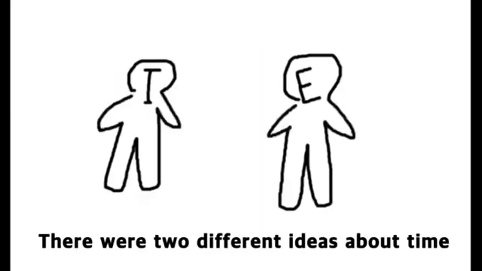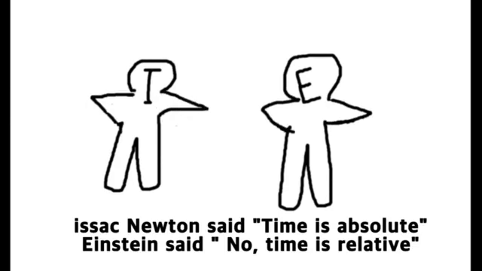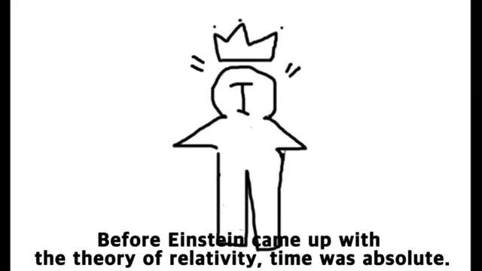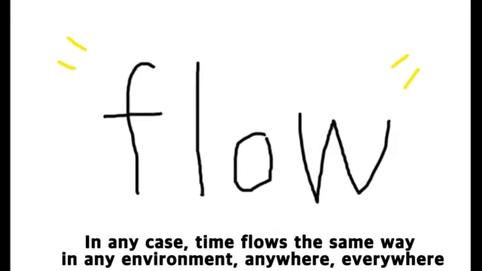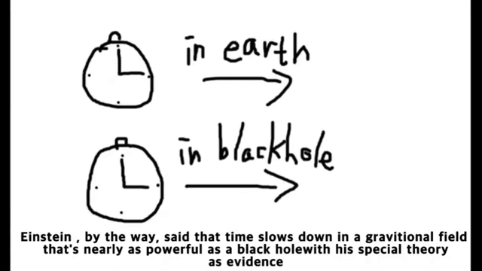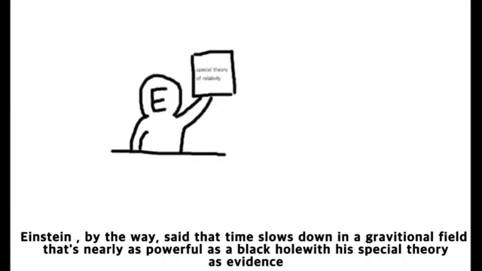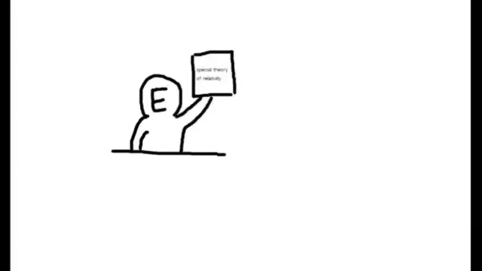There were two different ideas about time. Isaac Newton said time is absolute. Einstein said no, time is relative. Before Einstein came up with a theory of relativity, time was absolute. In any case, time flows the same way in any environment, anywhere, everywhere. Einstein, by the way, said that time slows down in a gravitational field that's nearly as powerful as a black hole with his special theory of relativity as evidence.